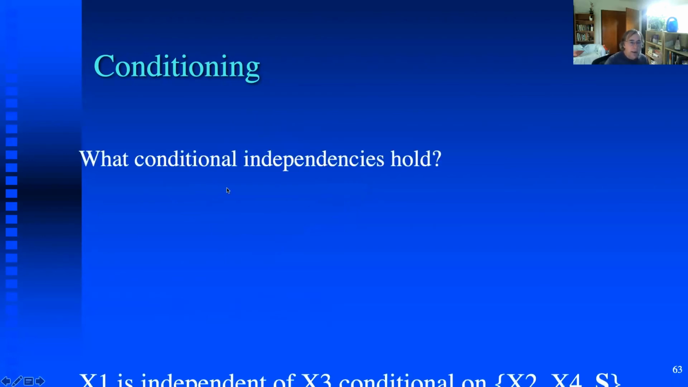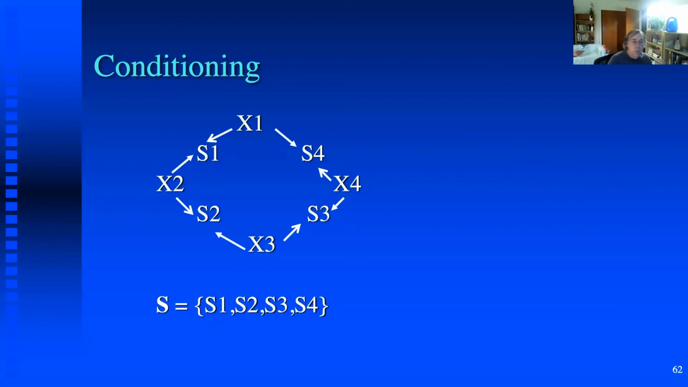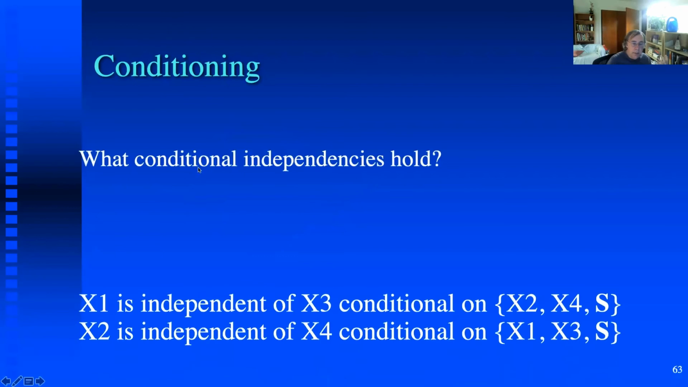So I have these two conditional independencies that I see in my sample. Those are the only two that I'm going to see in my sample. I'm going to see that x1 and x2 are dependent conditional on S1, S2, S3, and S4 because of this path here. So this is what I see in my sample.